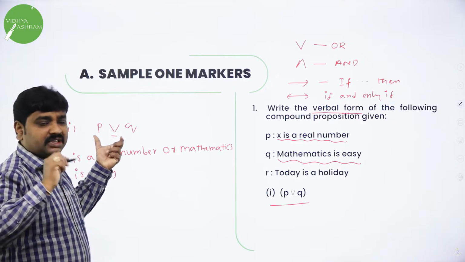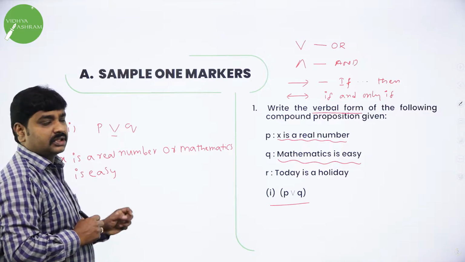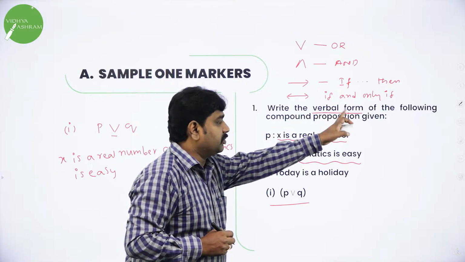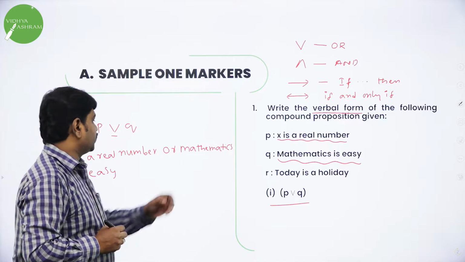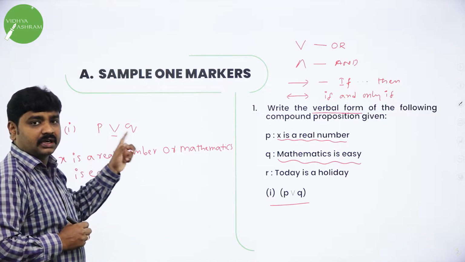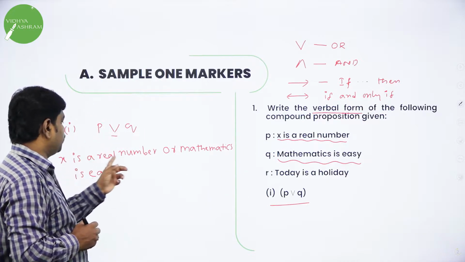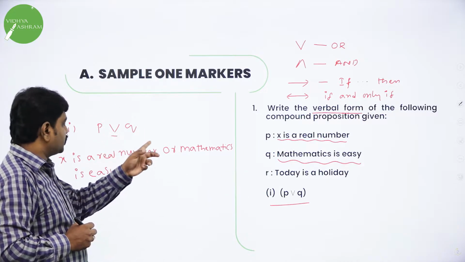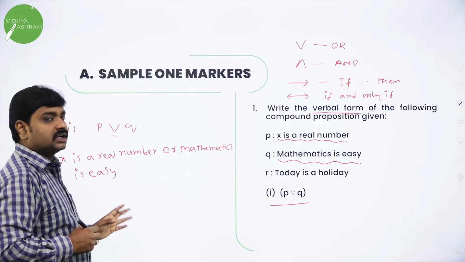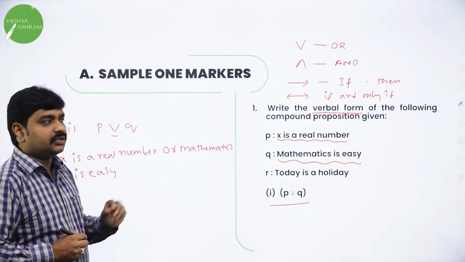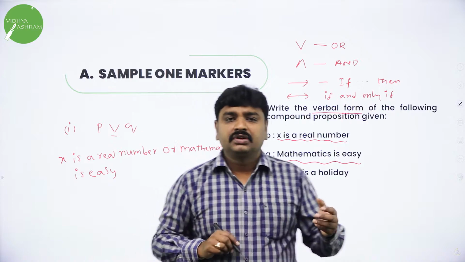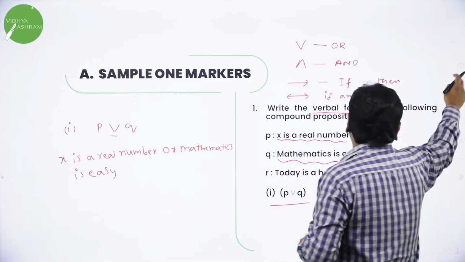They have given in symbols and I wrote in verbal form. The question is to write the verbal form of the compound proposition. What is the compound proposition given? P or Q. P means the first statement they give, X is a real number. In the place of P, write that. This symbol stands for or, so write or. Mathematics is easy. So now this is a verbal form. This is one of the types of questions. Similarly, we have a few more questions.